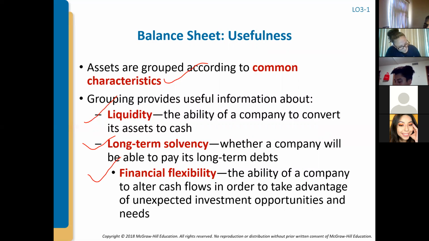If you have less current assets, it means that you have less liquidity. If you have more liabilities and less assets, it means that you have a problem in long-term solvency. And we can also assess the financial flexibility of a company by just seeing the balance sheet.